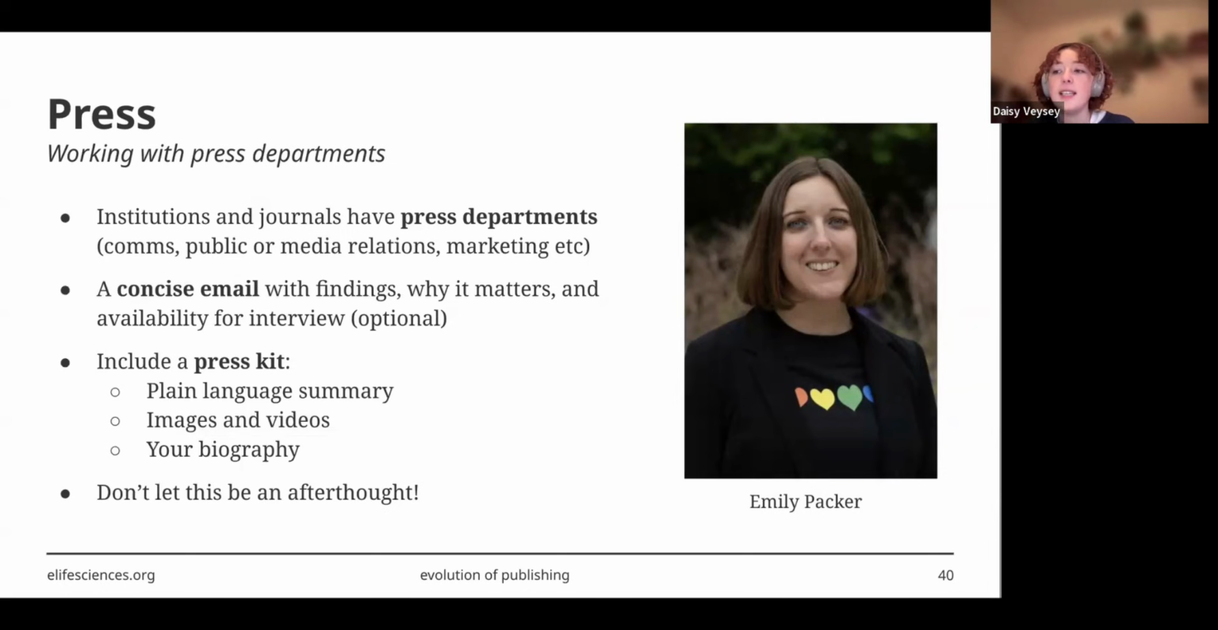We really advise connecting departments. If you've reached out to multiple press offices, it lets them coordinate and be more strategic. And don't let this be an afterthought. If you know you want to promote your work, keep an eye out for good photos and images while you're doing the research.